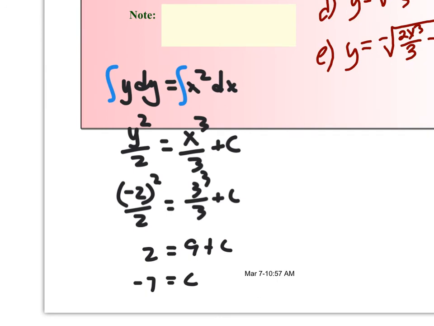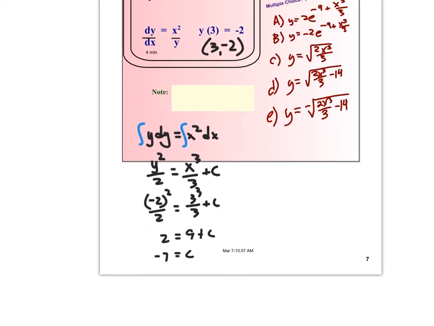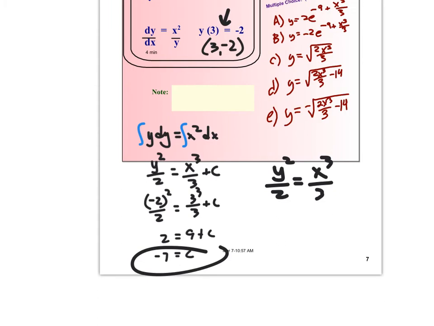Okay, so I have y dy equals x squared dx. So that's y squared over 2 equals x cubed over 3 plus c. This notation right here is a little bit funky, right? y of 3 equals negative 2. That just means when x is 3, y is negative 2. That gives me an initial condition, or a constant of negative 7. So I get y squared over 2 equals x cubed over 3 minus 7.